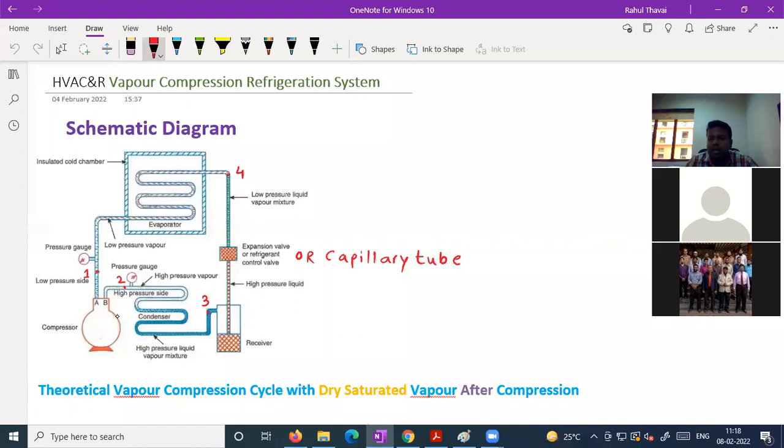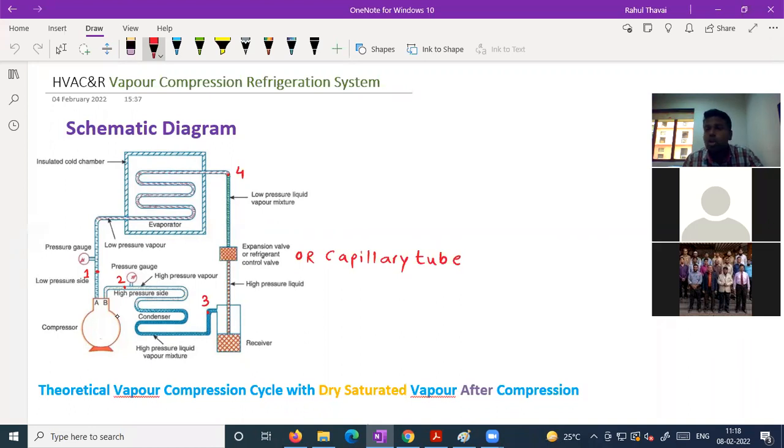Now, once it is condensed, it is supplied to what? The expansion device, where it gets expanded. We are using a capillary tube for the expansion. In the capillary tube, it gets expanded further. Then it is supplied to the evaporator. The refrigerant present inside the evaporator coil is going to absorb the heat from the food items. As a result, the refrigerant gets evaporated, and further it is supplied to the compressor.